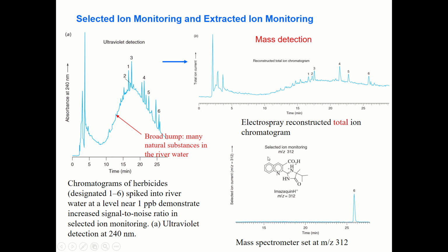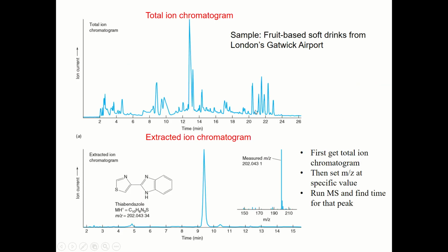This way you can simply say that this river sample contains this herbicide, and this peak is it. And then, what's the total? The extracted ion chromatogram, right? And this is also a total ion chromatogram, right?